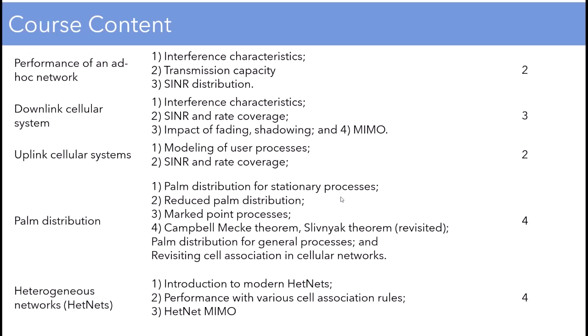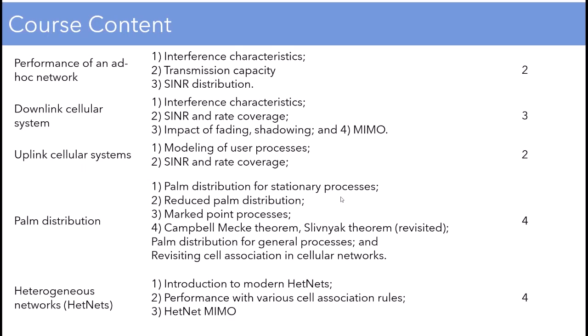After learning these basic things, we will move to one example. We will see how we can compute the performance of an ad hoc network. We will compute the characterization of interference, and talk about transmission capacity and SINR distribution for this network. We will see some more examples of wireless networks, in particular downlink cellular networks and uplink cellular systems. We will compute interference characterization and SINR and rate coverage for these. We will also look at the impact of fading, shadowing, and other wireless factors, and how we can extend this analysis to a MIMO system.